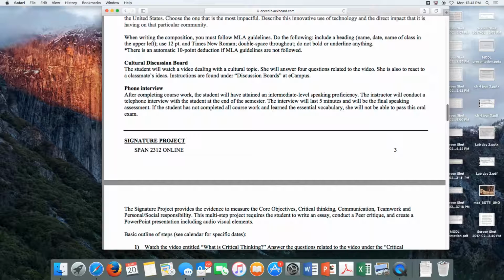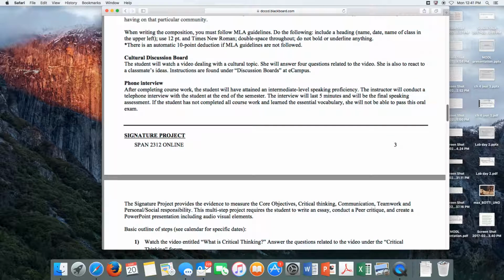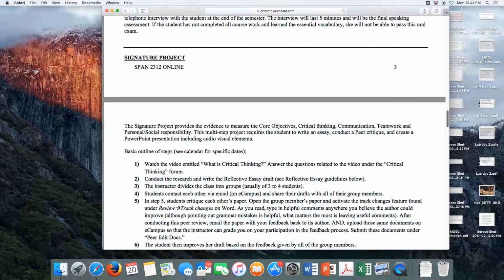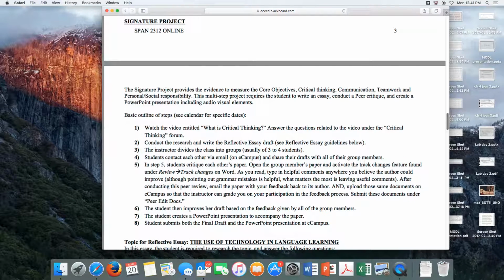And like I discussed, there will be a phone interview completely in Spanish at the end that I have turned into a Skype interview, right? Because I believe it is just more personal to just actually see the person instead of just having someone you talk to on the phone. Okay? There's information here regarding the signature project.